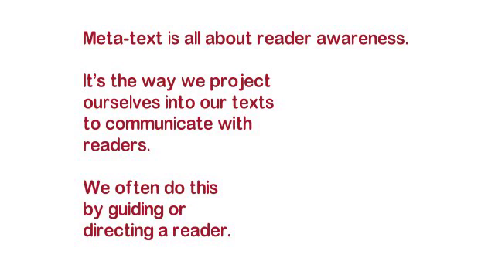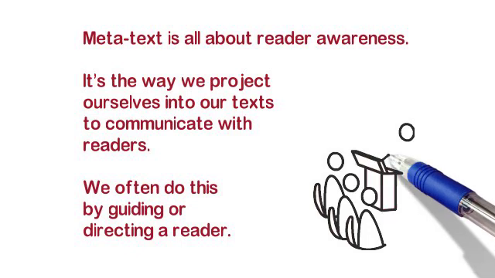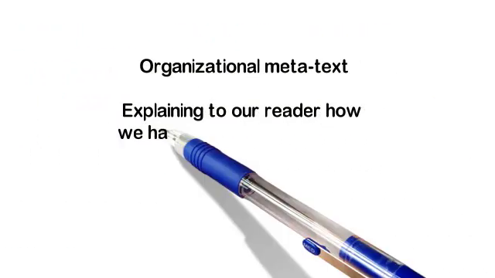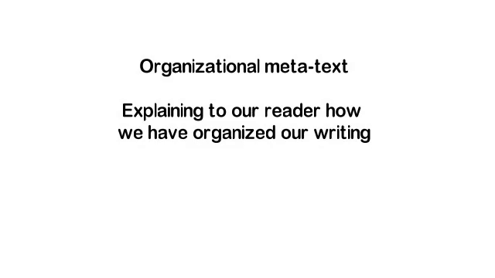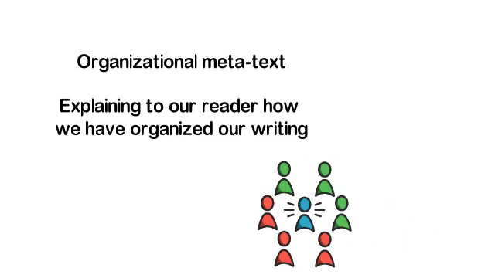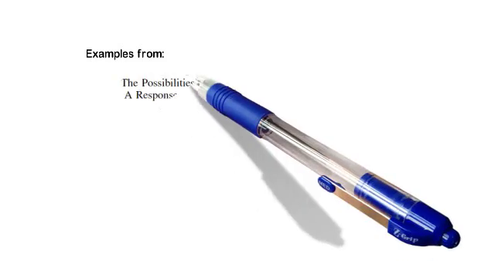And we often do this by guiding or directing our readers. The reader can't see when we are changing things or how we've organized things. So by putting in these signals and signposts, we show them. What I want to focus on in this video is organizational metatext, where we explain to our reader how we've organized our writing. These are just small sentences here or there, paragraphs, throughout the paper that really help to take the reader through the writing.